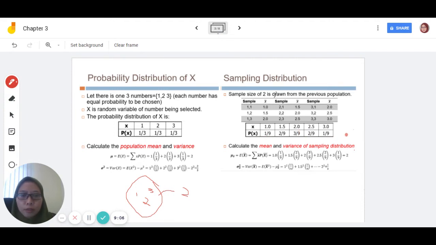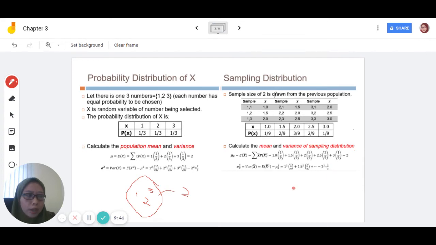Again from here you can find the mean and the variance. This time we call them the mean and variance of the sampling distribution, because this is the sample that you took out of the whole population. We find the mean and variance similarly to the previous example, using the previous formula. You substitute all these values, and you get the mean of the sampling distribution equal to 2, while the variance of the sampling distribution is equal to 1 over 3.